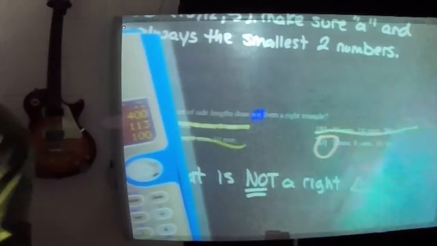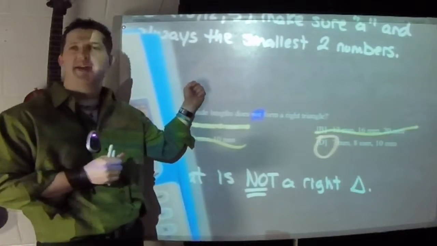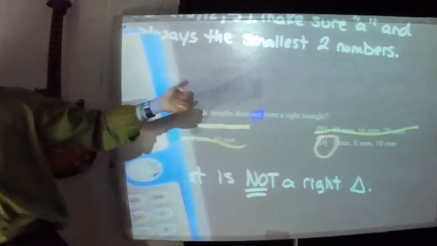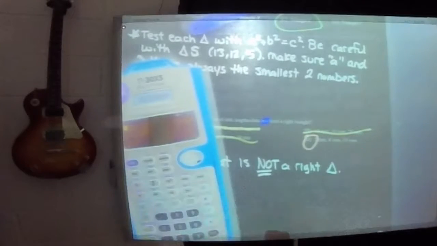And that is it. You're given lots of triples, and you're just trying to see which of the triples are right triangles or which are not right triangles using a squared, b squared, and c squared.